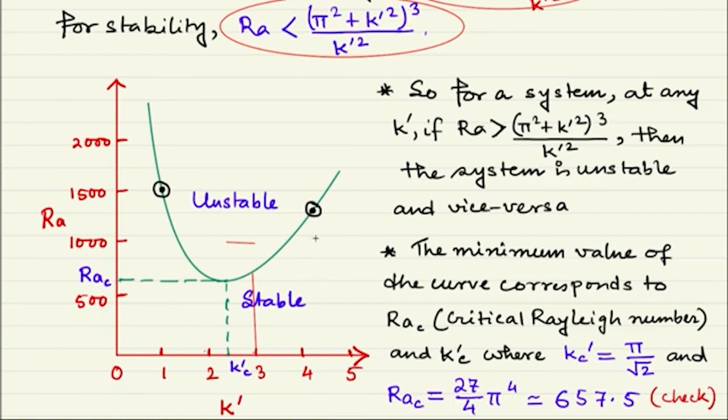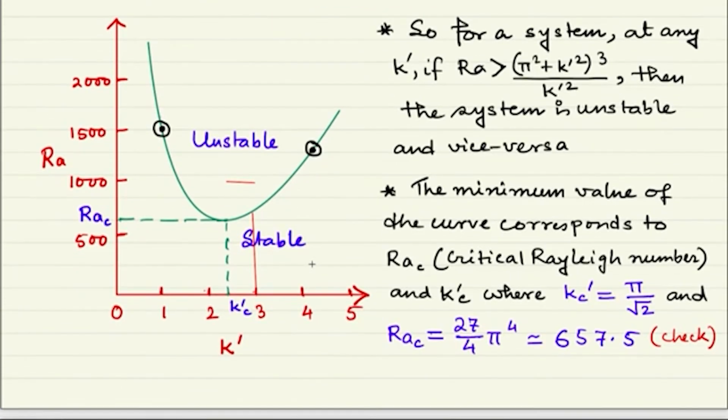That means for a given normalized horizontal wave vector, if your system's Rayleigh number is greater than the marginal stability value of the Rayleigh number, then the system will be unstable against convection. If not, the system will be stable against convection.